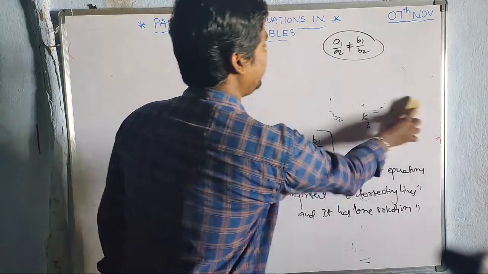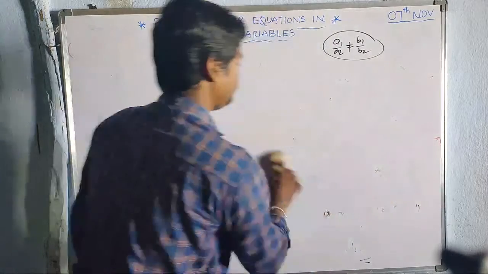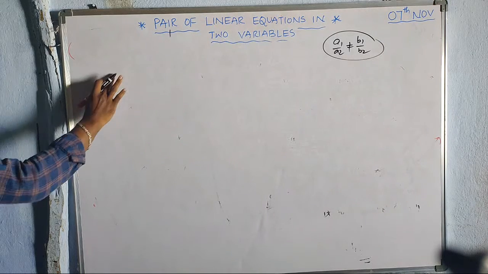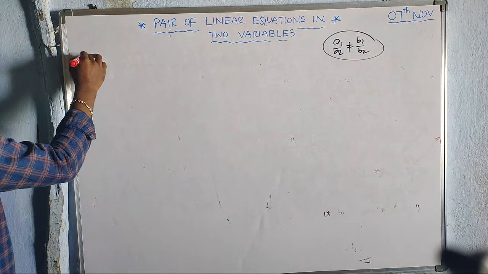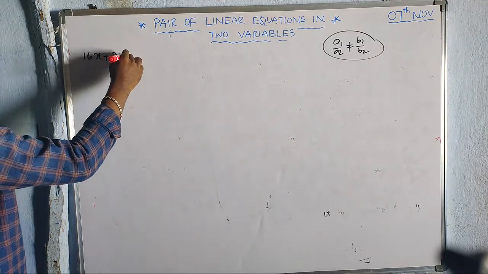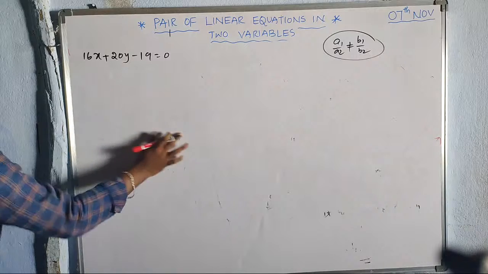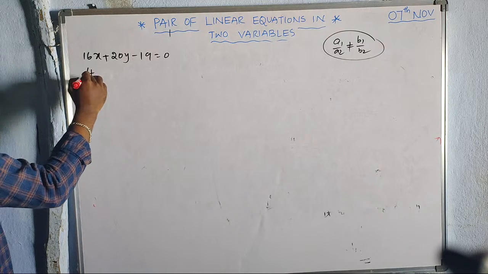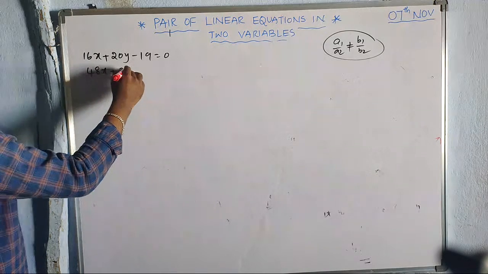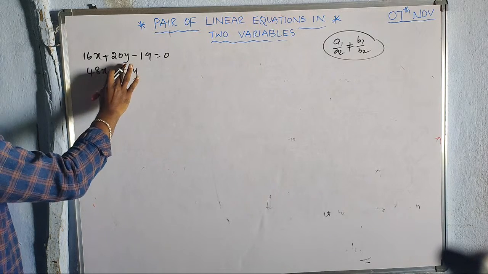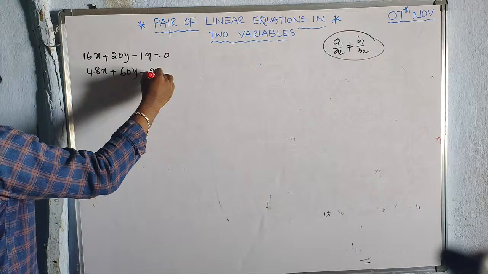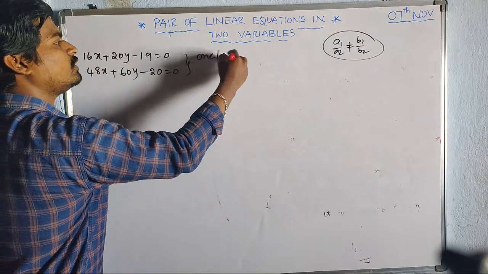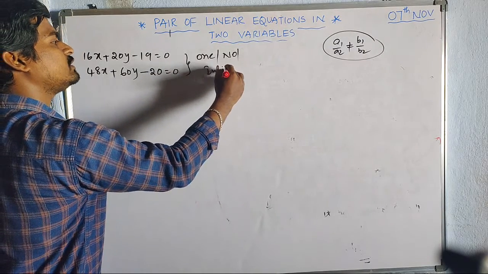So friends, next the second condition here. Based on the second condition, three conditions are there. One more problem I am writing here, friends, you observe this. 16x plus 20y minus 19 equals to 0. Friends, observe carefully. 48x plus 60y minus 20 equals to 0, and verify which has one solution or no solution or infinitely many solutions.